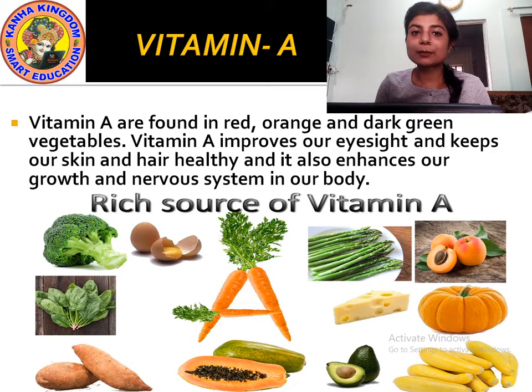Where do we find vitamin A? Vitamin A is found in red, orange and dark green vegetables. The vegetables which are red in color, orange in color, dark green vegetables, the green leafy vegetables are rich in vitamin A. And what is the function of vitamin A? Vitamin A improves our eyesight, our vision.